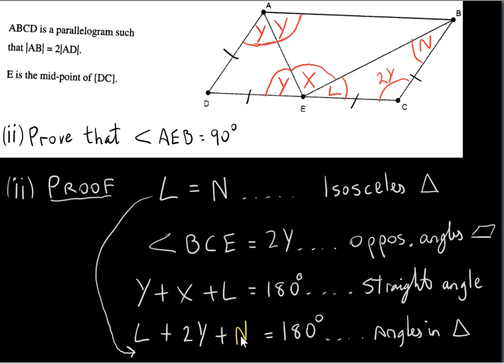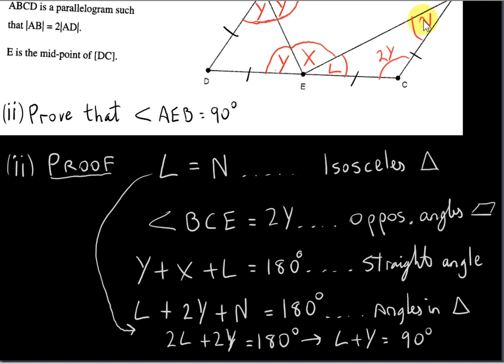So we get L plus L, which is 2L. So I'll just write in the letter L here instead of N, because we've established that these two angles are the same. So these three angles, L plus 2y, give 180 degrees. So I can write L for this. But L plus L is just 2L. So 2L plus 2y is 180. Divide this across by 2 and we see that L plus y is 90 degrees. So L plus y here give us 90 degrees.